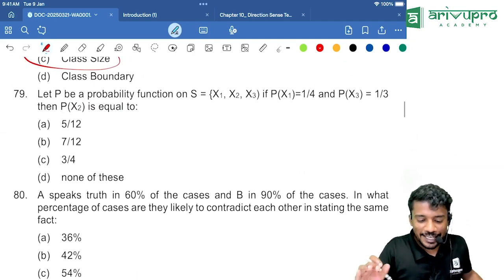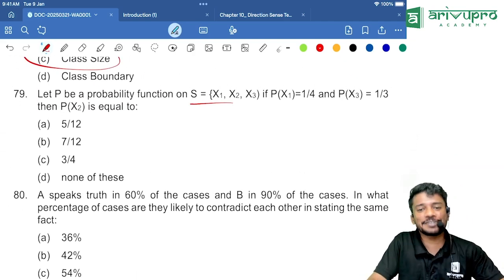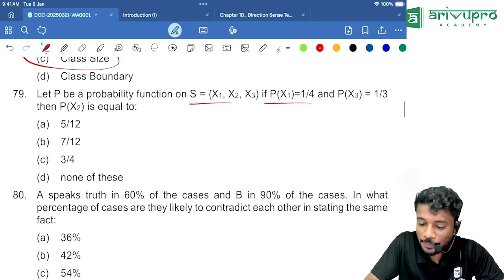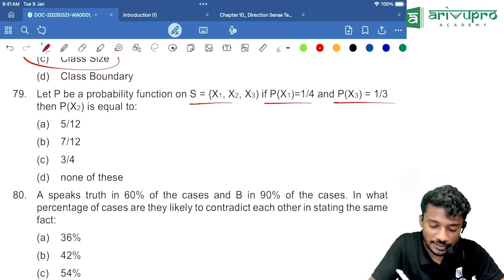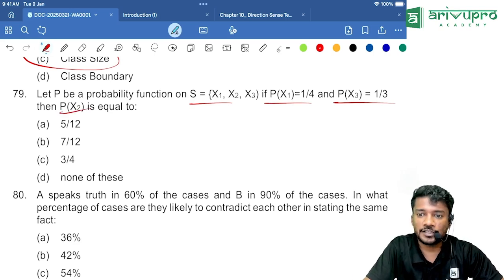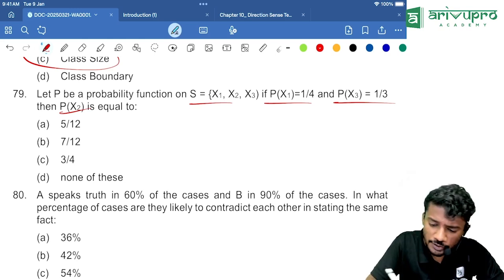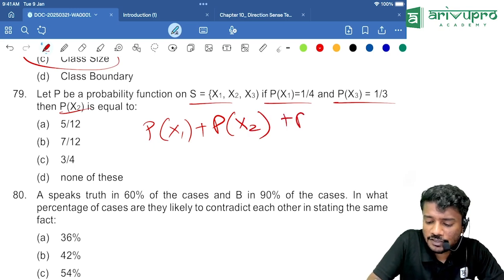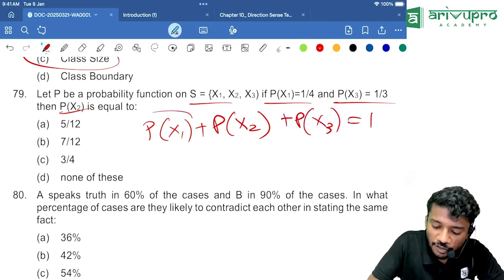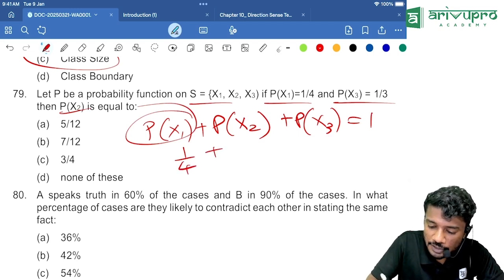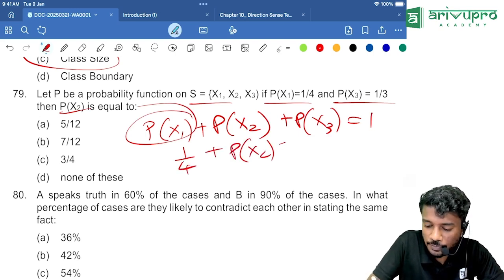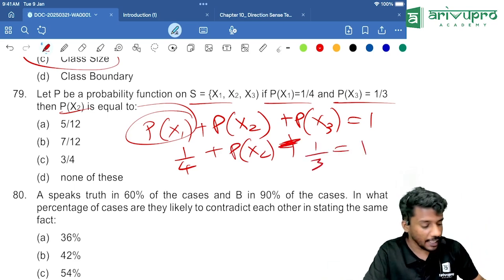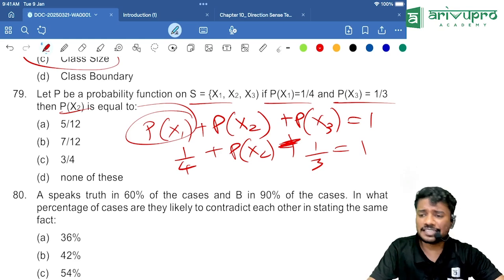Now the question is, let P be a probability of S is equal to set of x1, x2, x3. If P of x1 is equal to this much, P of x3 is equal to this much, then P of x2 is how much? So total probability is how much always? 1. So can I write it as P of x1 plus P of x2 plus P of x3 is how much? 1. So P of x1 is how much, people? 1 by 4 plus P of x2 we need to find. Then P of x3 is how much? 1 by 3. Can you find the answer? Take the calculator. 5 by 4, sir. How much is the answer?